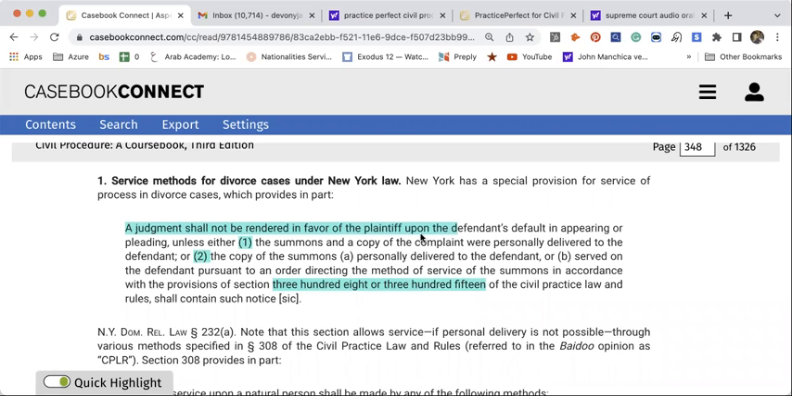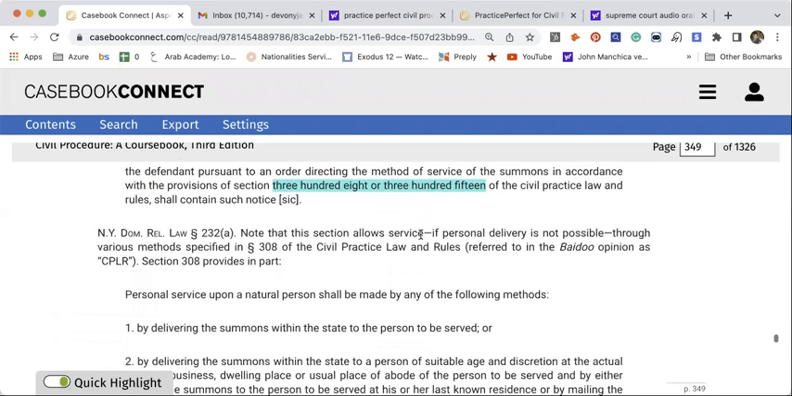A judgment should not be rendered in favor of the plaintiff upon the defendant's default in appearing or pleading unless either one, the summons and a copy of the complaint were personally delivered to the defendant, or two, the copy of the summons was personally delivered to the defendant, or B, served on the defendant pursuant to an order directing the method of service of summons in accordance with the provisions of section 308 or 315 of the Civil Practice Law and Rules, and shall contain such notice. New York Domestic Relations Law 232A.